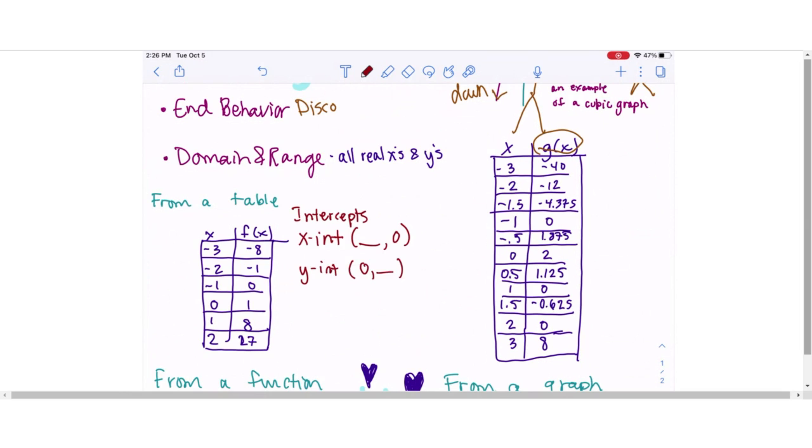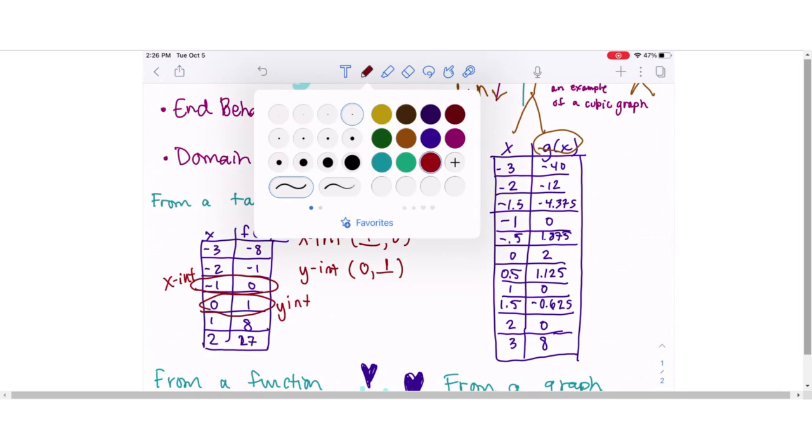So you can look at the table, and I can see that this is an x-intercept. So it's at -1, 0. And then this right here is my y-intercept. It's 0, 1. And the table doesn't have anything else. The next part, so we have intercepts. I think that's the easiest. The next easiest for me is the end behavior.